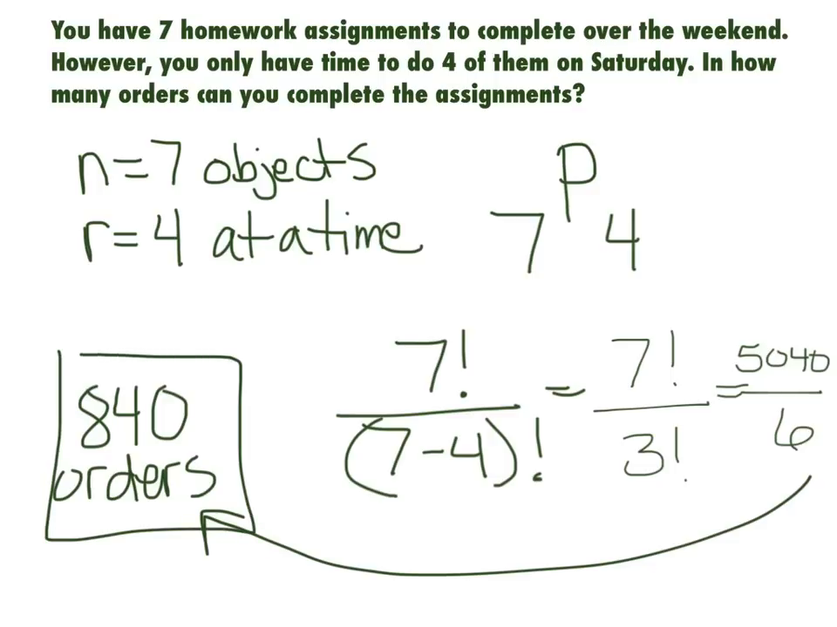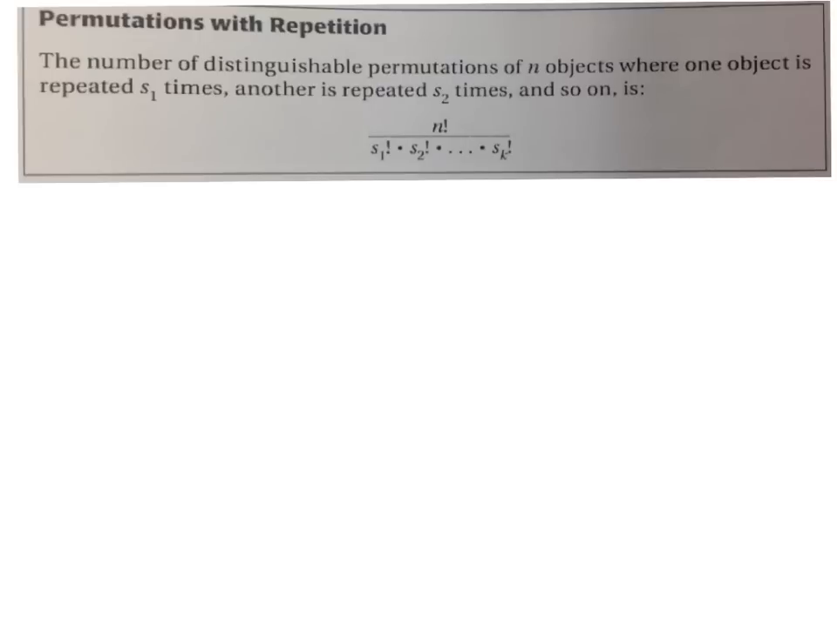Okay, now we have one more thing to do. It's a little bit harder, but that's okay. Y'all ready? Permutations with repetition. That means that the number of distinguishable permutations of n objects, where one object is repeated s1 times and another is repeated s2 times and so on, is n factorial over s1 factorial times s2 factorial, and so on to however many repeated objects you have.